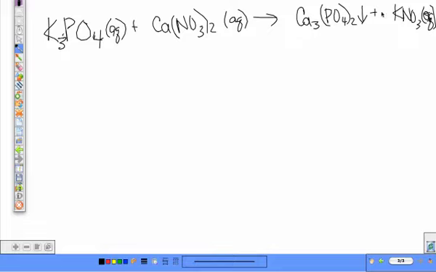Put a 3 here? Yes. Okay. And now look at our nitrates. Yeah, put a 6 here. What would I put here then? A 3 there and 2 there. 6, 2, 3, and 6. Yep. I'd say that looks good.